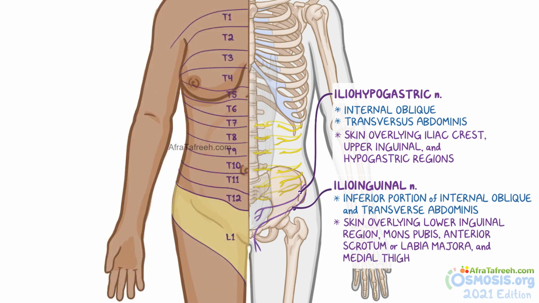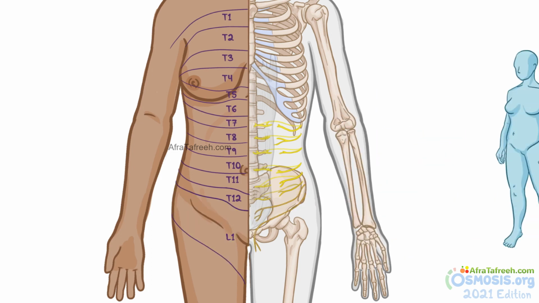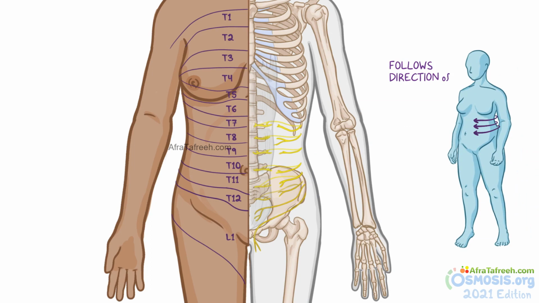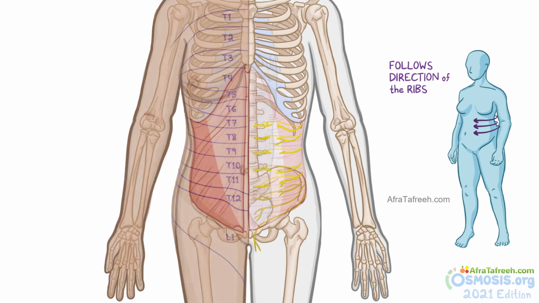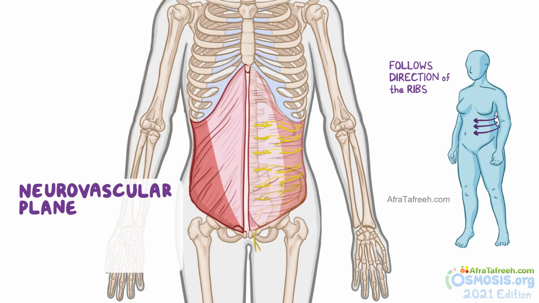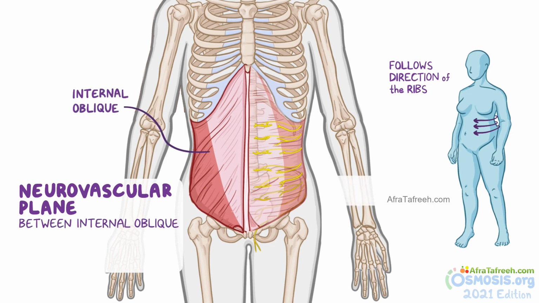The dermatome map matches the distribution of these nerves, where each dermatome begins posteriorly where the spinal nerve exits the vertebral column and generally follows in the direction of the ribs as it wraps around the lateral portion of the trunk to the anterior abdomen. Remember, the nerves, as well as the blood vessels, can generally be found running in the neurovascular plane of the anterolateral abdominal wall, which is the space between the internal oblique and transversus abdominis muscle.